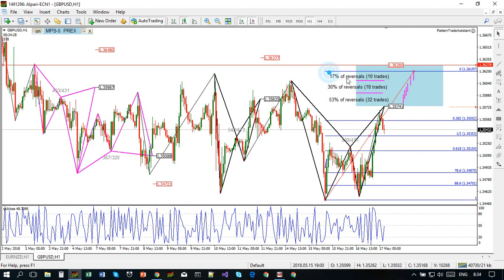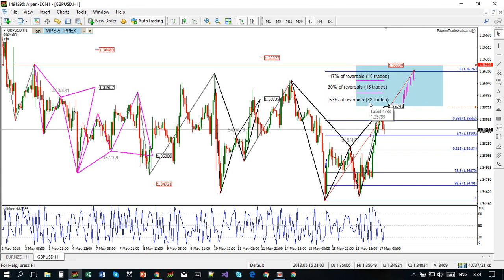Okay, now we have the probabilities based on zones. So out of all trades that you will take, 32% of all trades will give you a reversal here. 18% of trades will give you a reversal here, and 10 trades will give you a reversal here.